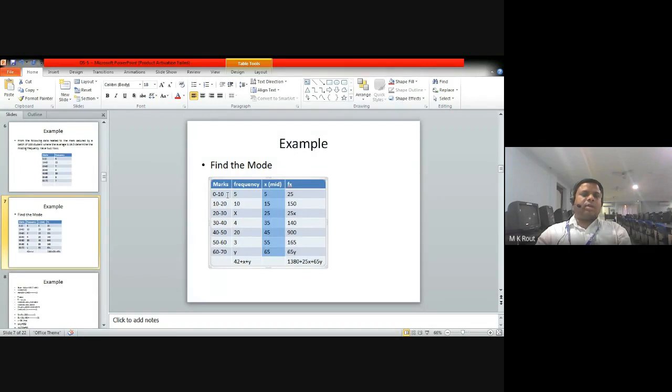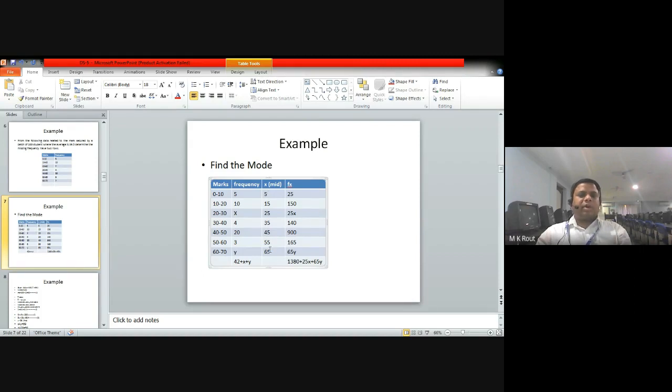So here I calculate the mid value, 0 plus 10 divided by 2, that equals 5. Next one, 10 plus 20 divided by 2, that equals 15. Similarly, for the third one, 20 plus 30 divided by 2, that equals 25. For the fourth one, that is 35. Similarly, for the next one, 45. For the next one, 55. The next one is 65.